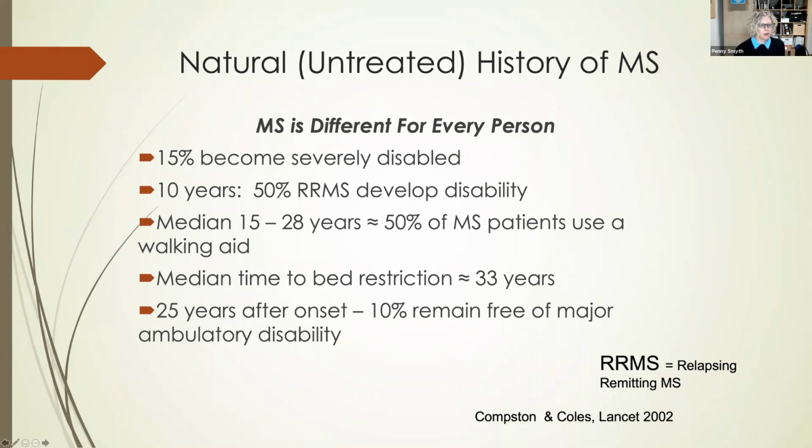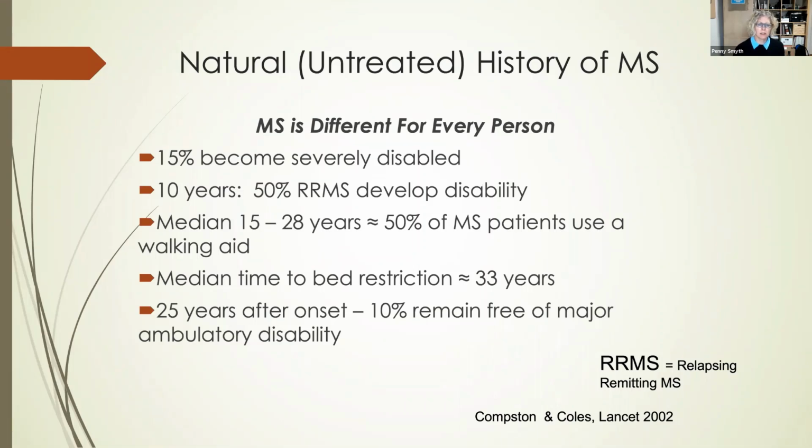Over about 10 years, about half of people will start to accumulate disability, and about half of people at between 15 and 28 years will use a walking aid. There is this idea of benign MS, which is about 10% of patients who are free of ambulatory disability. I say walking disability there because we now know that a lot of people we previously labeled as benign MS have cognitive issues that are extremely impactful that we didn't historically recognize. So this can be really disabling to a person in their 20s to 40s.